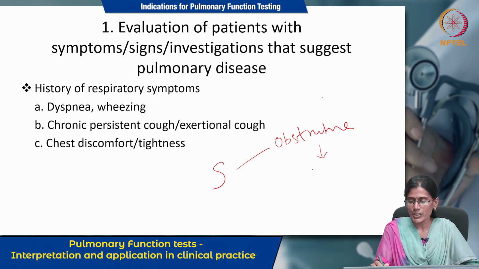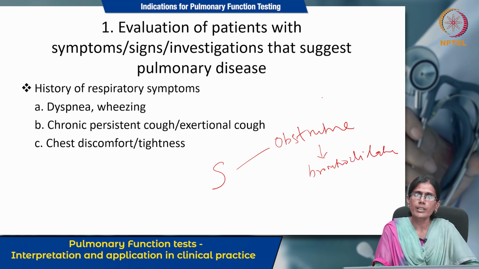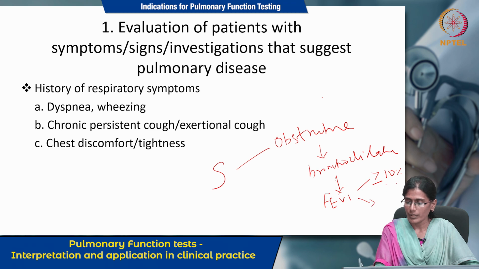You will do bronchodilation. What is the meaning of bronchodilation? We give a short-acting bronchodilator and repeat the spirometry after 20 minutes. Look at the FEV1. If the FEV1 is improved by more than 10%, we say there is reversibility, which is indicative of bronchial asthma. If the FEV1 improvement is partial or there is no response, we say COPD.